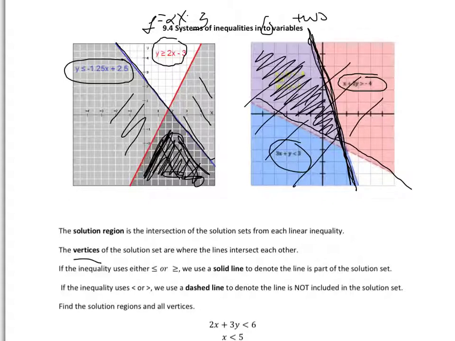Now, vertices of the solution set are the intersection points of the lines. So this right here is a vertex, and this right here would be a vertex of the solution. The other thing to keep in mind: if we have less than or equal to or greater than or equal to, like we have here, we have solid lines. Over here, when we have less than, we have dotted lines. So that's kind of what's going on.